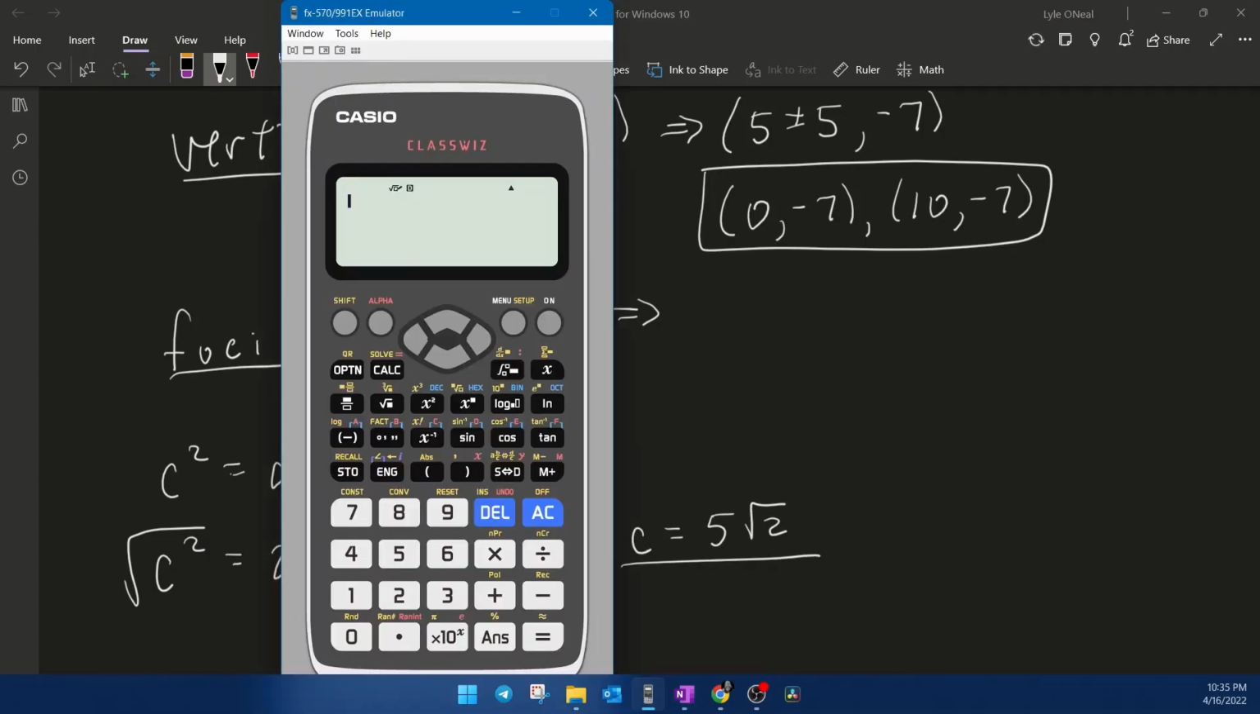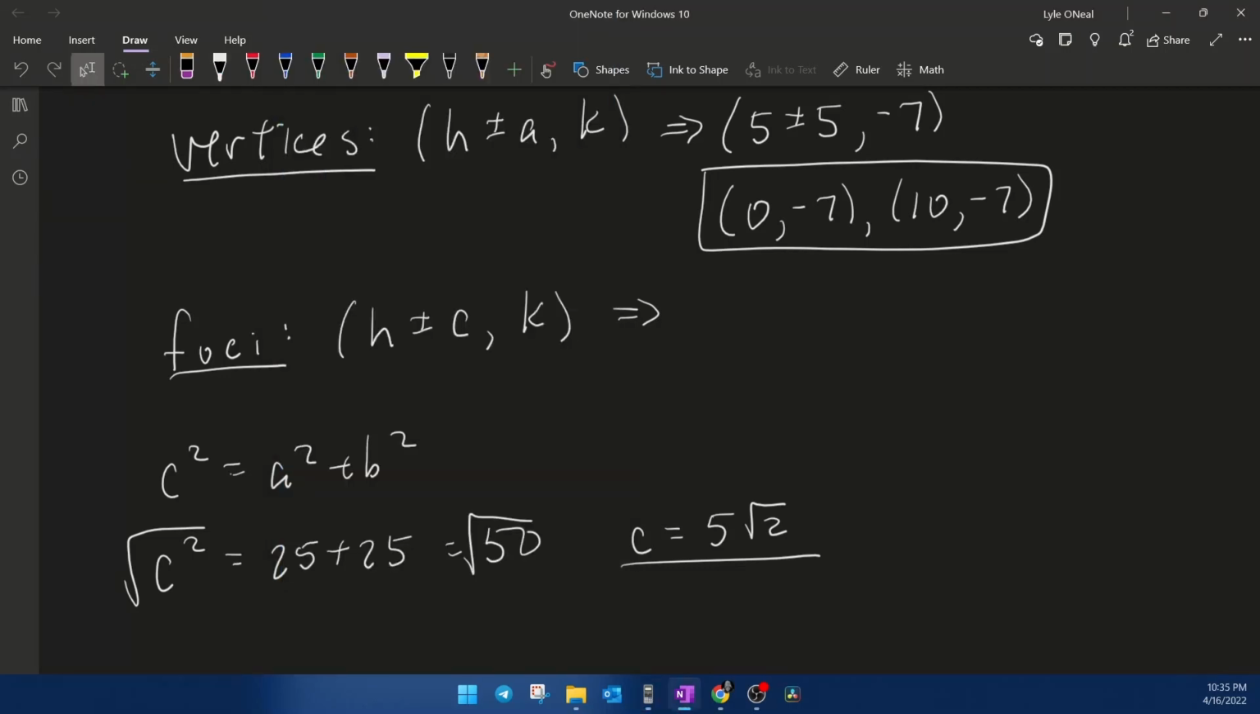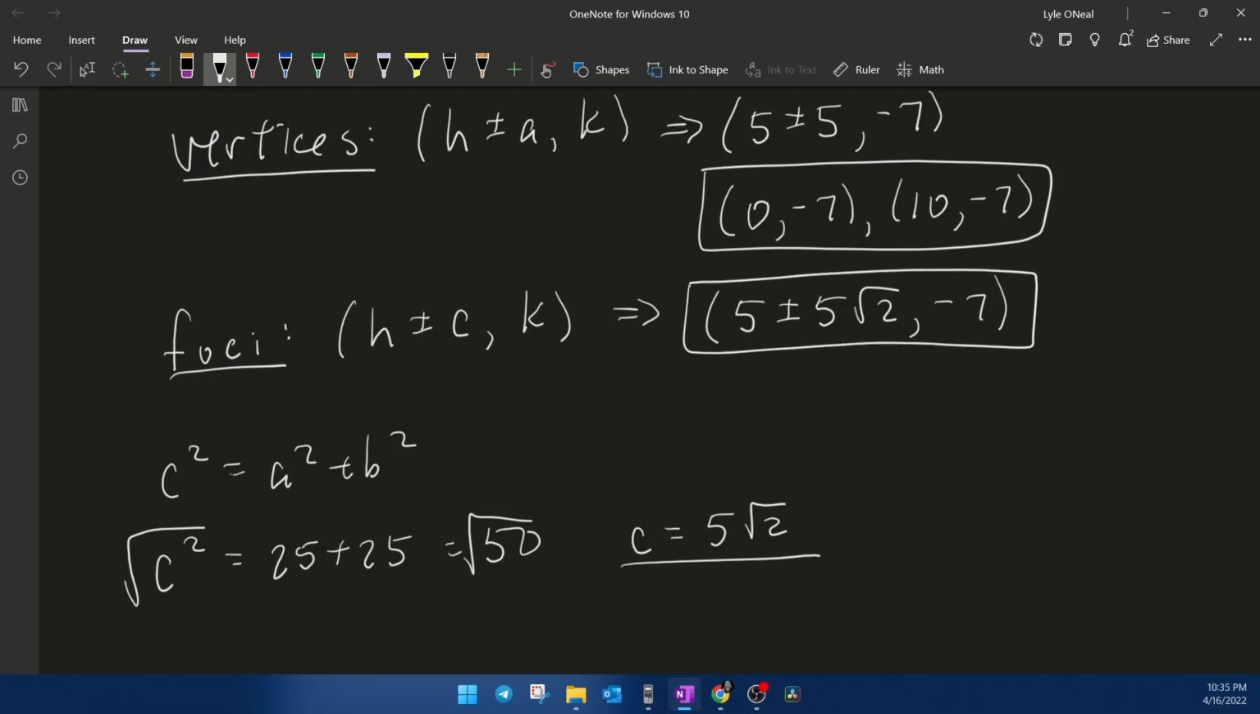And if you're not sure how I got that, I did the square root of 50 on my calculator. The Casio gives the simplest radical form answer, which we need. And so here we go. h is 5 plus or minus 5 square root of 2, comma k, which is negative 7. And these are our foci.